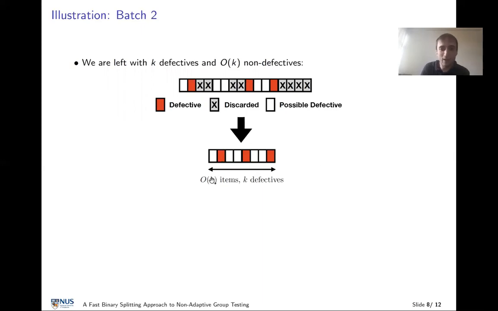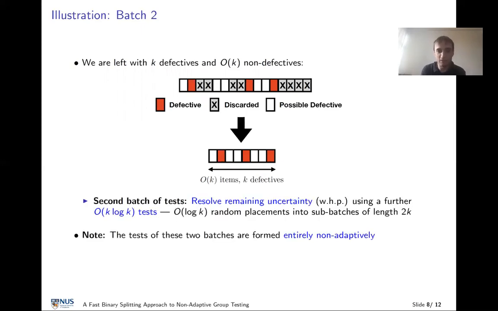The idea is now we have order k items with k defectives, and we could do a bit of further testing to resolve that remaining uncertainty. Essentially, all we have to do is a bit of random testing, and putting order log k random placements into some sub-batches of length 2k each turns out to be enough. That gives you a total of order k log k tests to resolve this remaining uncertainty. Analyzing this step is actually completely standard. It's been done all over the place. It's related to Bloom testing. So this part is very standard. The first batch is not so standard.